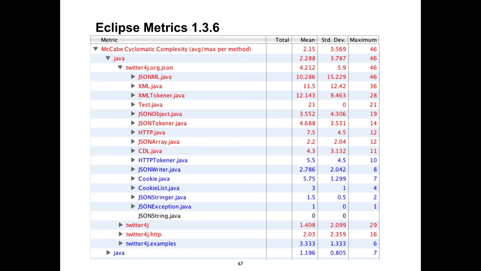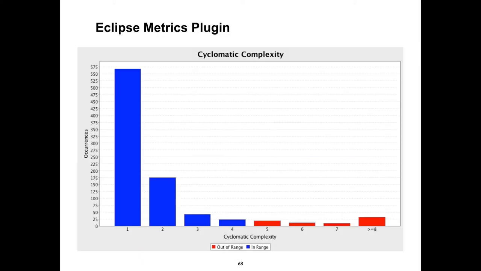So again, we use this as a way of sanity checking our code, finding spots that may need to be improved, as opposed to a way of trying to measure someone's performance, which will then lead to promotions or bonuses. And then the other one produces a graph too.